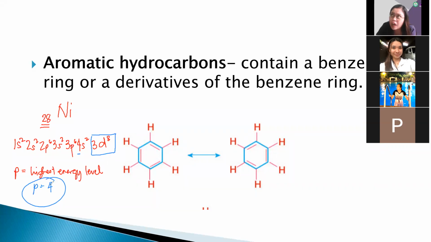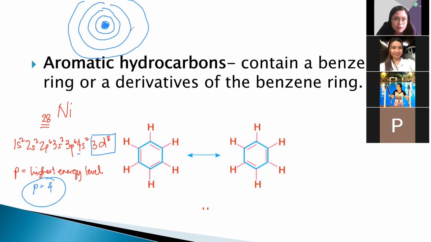Okay? Ito, yung pag-distribute ng electrons ni nickel, umabot na siya sa 4th energy shell. So if this is the nucleus of the nickel class, meron siyang first energy shell, second energy shell, third energy shell, and the fourth energy shell. 1, 2, 3, 4. Dito natin i-distribute class yung electrons niya. So sa first energy shell, makikita nyo, 2 electrons lang yan. So makakakita ka ng 2 electrons here on the first energy shell.